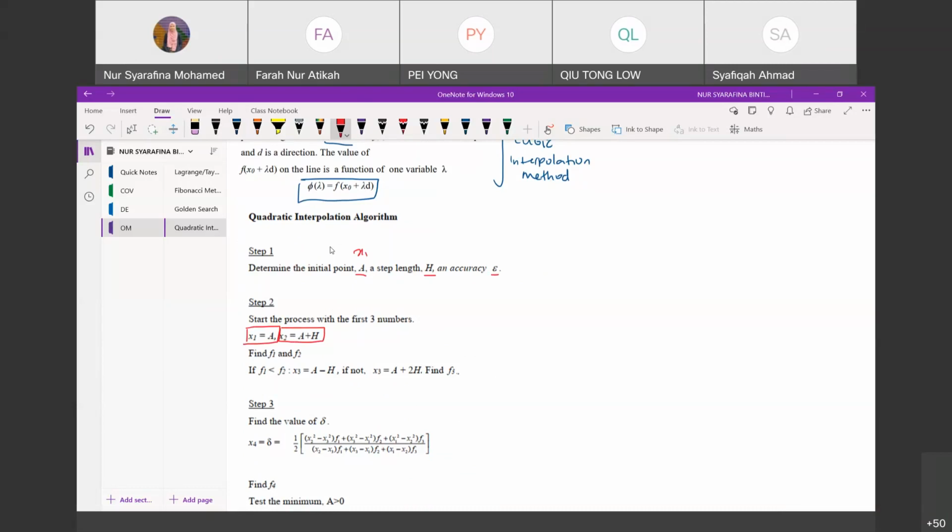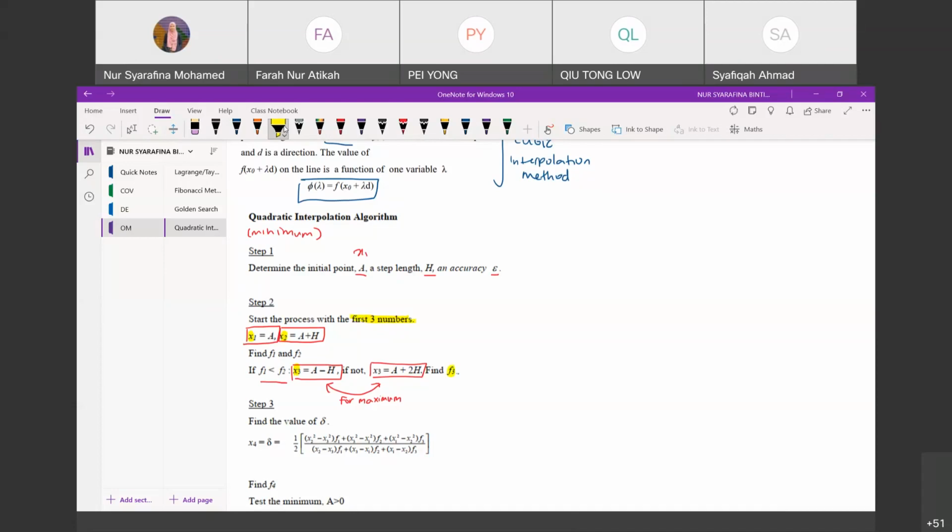So first you have x1 and then you have your x2. Find f1 and f2. If f1 is less than f2, then x3 equals a minus h. If not, x3 equals a plus 2h. This is for minimum; if it is for maximum, then just reverse this. So now you have your x1, you have your x2, you have your x3. So we start with the first three numbers, and then you can find your f3.